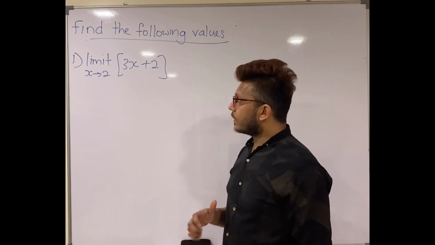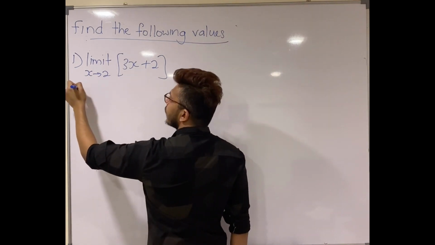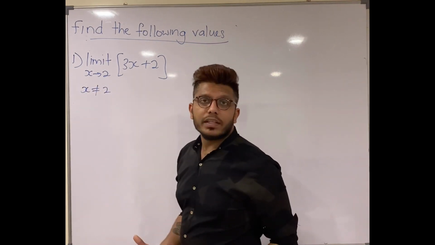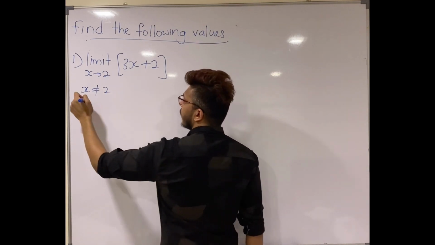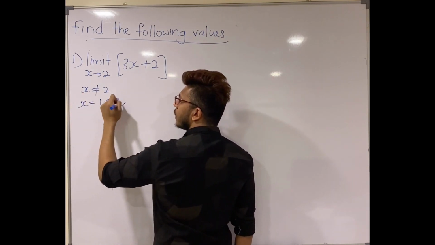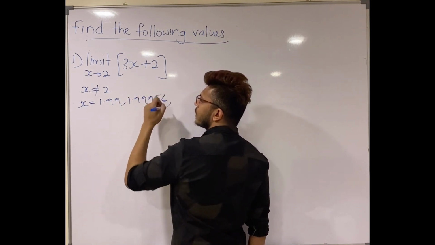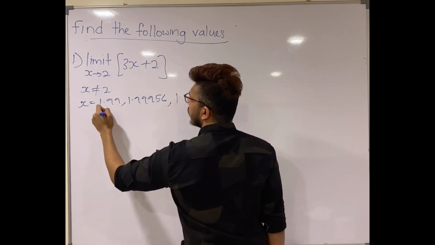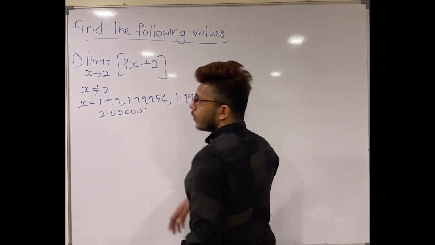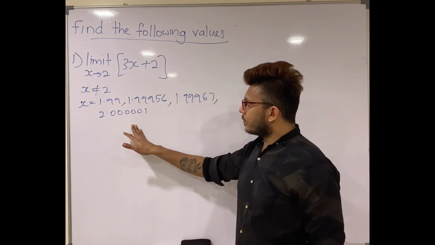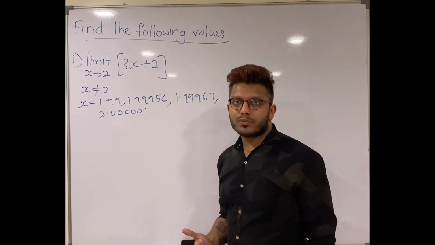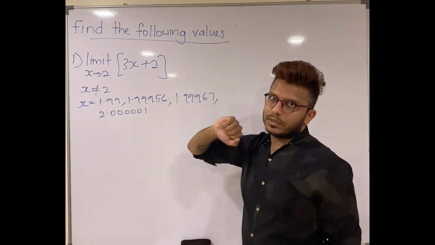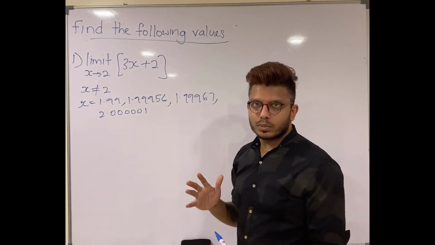Basically, what you have to understand is that when you say x is approaching 2, that means x is not equal to 2. But x is very, very close and very, very near to 2. That means x can be any number such as 1.99 or 1.9956, 1.999967, or it can even be 2.00001. If you look at all these numbers, they are very close and you can easily round them off to 2. But are they 2? They are not 2. So that is what x approaching 2 means. It's really getting close to 2, but not 2.